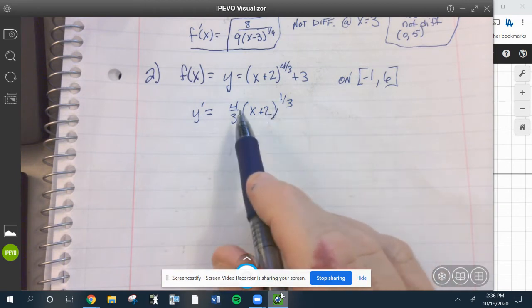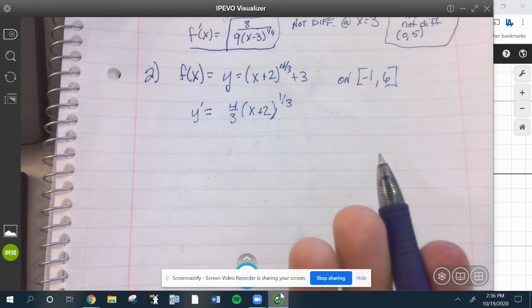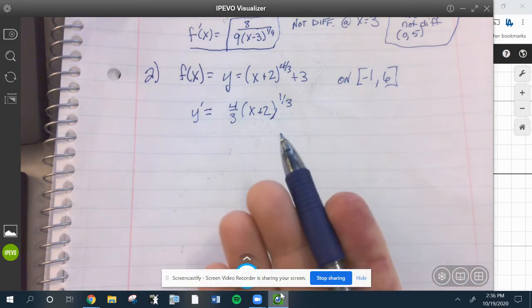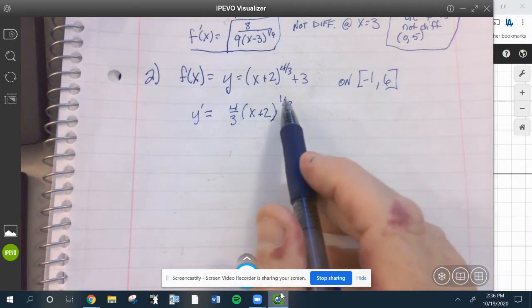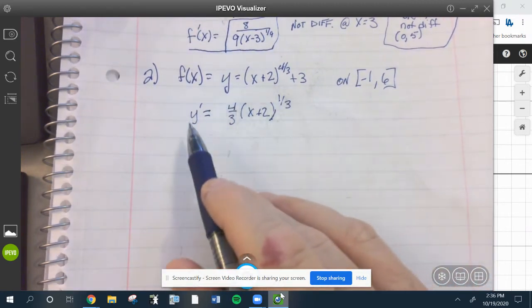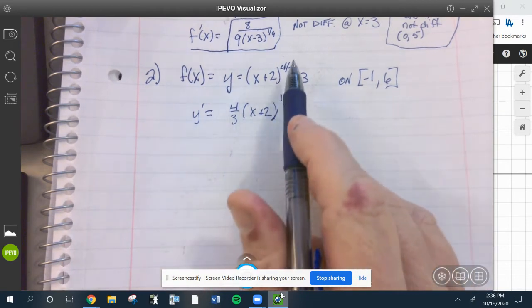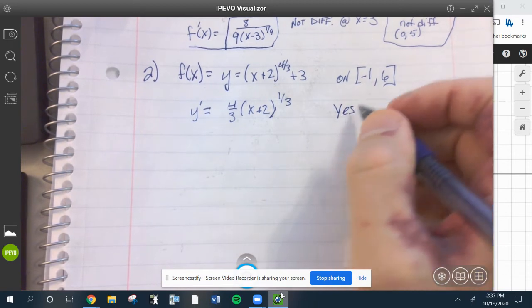So since you can plug any value of x into the derivative and it makes sense, you don't get any undefined values. This is differentiable everywhere. There's no value of x that makes this non-differentiable, and we already said it's continuous everywhere. So yes, the mean value theorem applies.